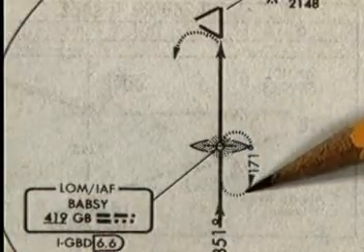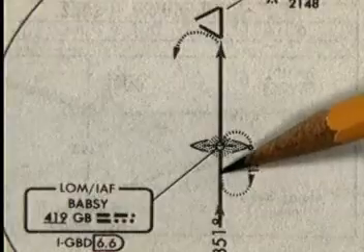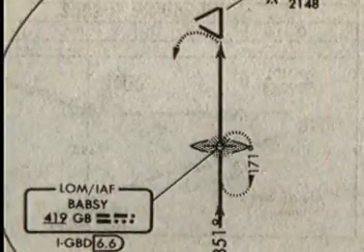Now, as I approach the holding pattern, I'll need to do a right turn to stay in the protected area, so I'll be using a teardrop entry. Now, let's check out the airport diagram.